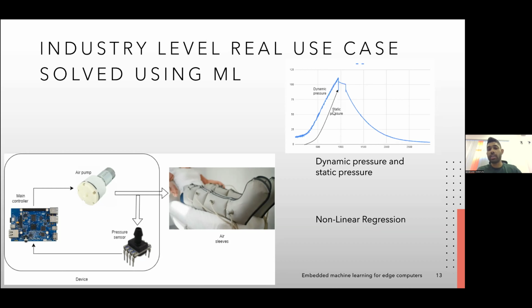The issue is that the 100 mmHg is read as dynamic pressure while pressurizing. But when we stop the motor, it automatically goes to a pressure lower than 100. That's the issue. We have to give the patient the correct pressure of 100 mmHg.